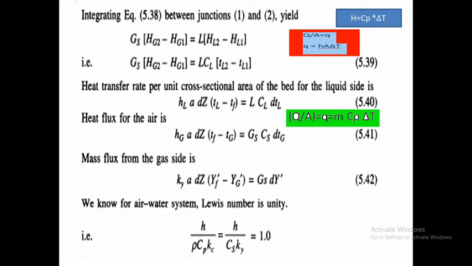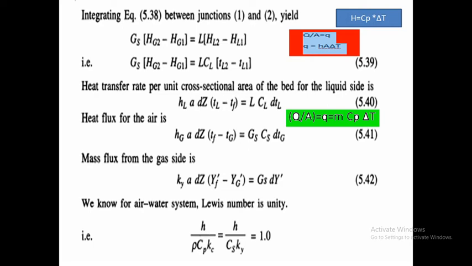Mass flux from the gas side is nothing but mass transfer coefficient into area into mole fraction difference. Mass transfer coefficient Ky, area is A into dz, mole fraction difference is Yf dash minus Yg dash. So this is for the gas side. In the RHS, gas flow rate is Gs, and dy dash is nothing but the change in absolute humidity of the air. Are you clear or not? Okay, this is equation number 5.42.